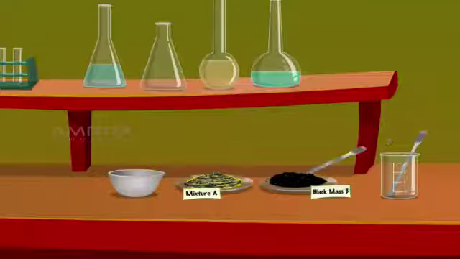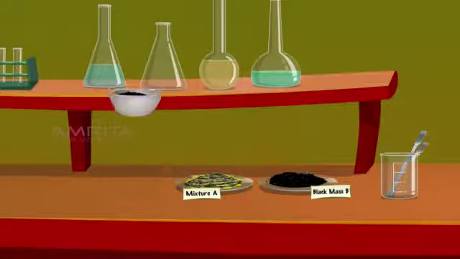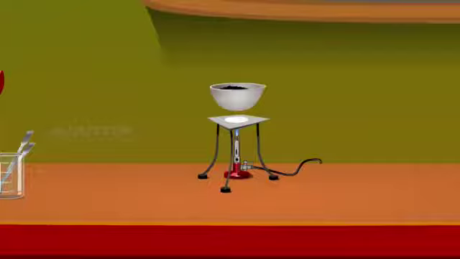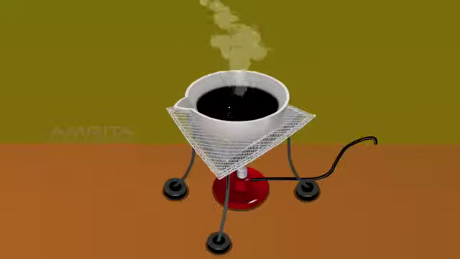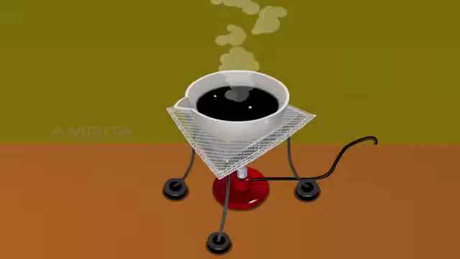Take a small quantity of black mass B in another china dish. Heat it strongly. No change is observed. The compound FeS does not show any reaction on heating.